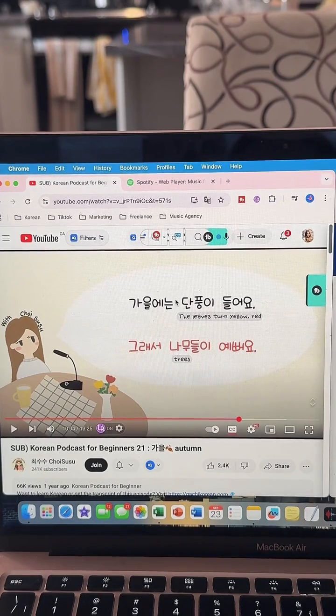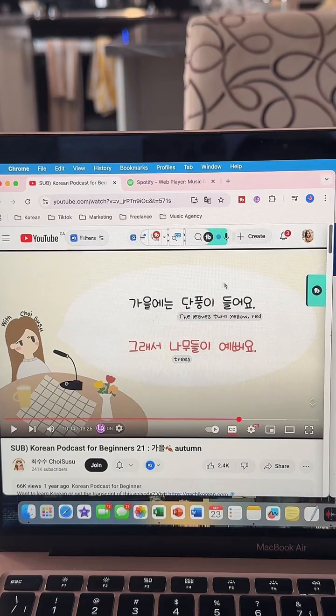Okay, so let's translate everything together. We have, once again, 가을에는, which is in the fall time. 가을, fall, 에는, which is basically in the, okay? So here we have the particle for location or time, and 는, which is the topic particle. So together it becomes in the fall time, which you can categorize as generally. In the fall time, generally.